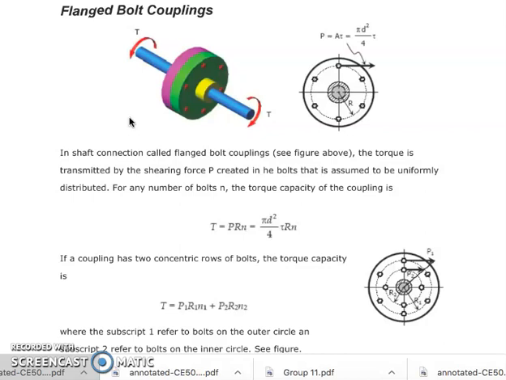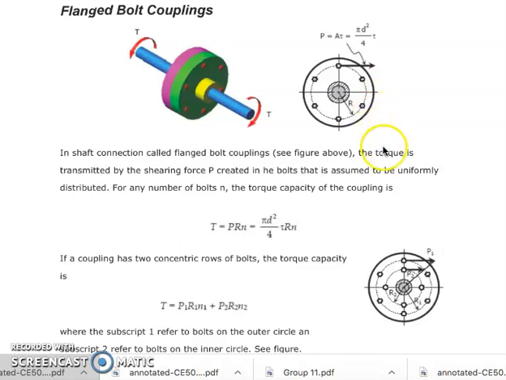So there is a torque which is transmitted by the shearing force P, and that shearing force P is being created in the bolt. So we have here the illustration. We have here a bolt. It creates a shearing force P, which is equivalent to area times our tau, which is the shearing stress. And that can be equivalent to pi d squared all over 4 times tau, where pi d squared all over 4 is the area of our bolt. And this shearing force P is assumed to be uniformly distributed.